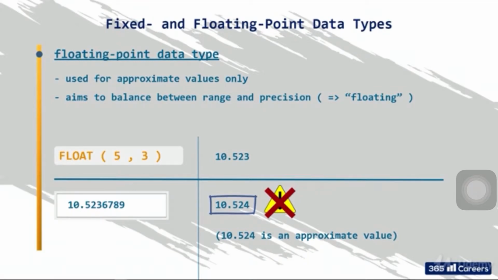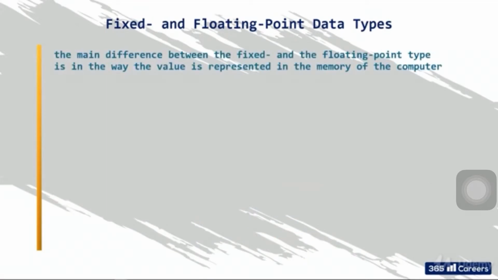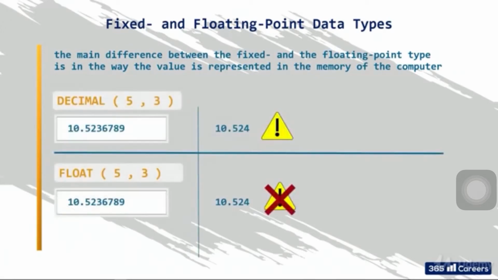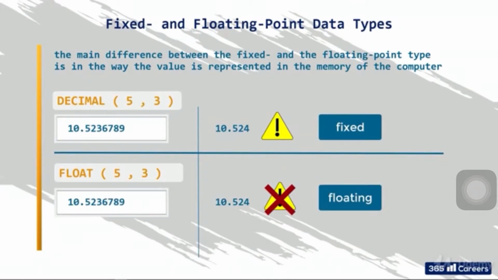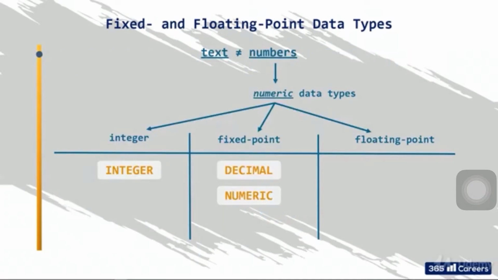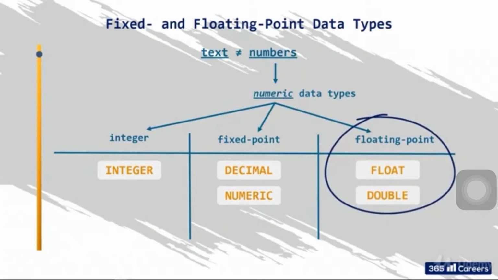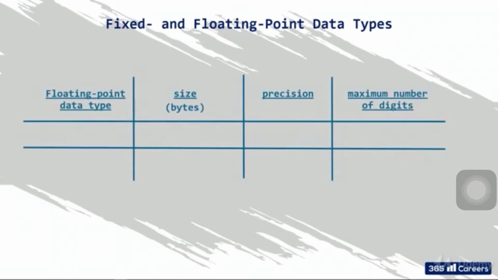So, the main difference between the fixed and floating type is in the way the value is represented in the memory of the computer, as either a fixed point type or a floating point type. In addition, the former will provide a warning whenever its structure is not respected, while the latter won't. Lovely! Float and double are floating data types. The difference between the two lies in the capability of storing data within a memory storage limit, and, of course, this distinction is purely technical.